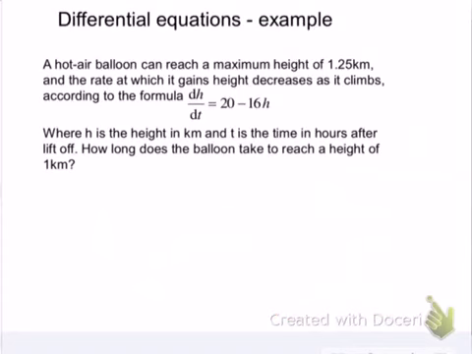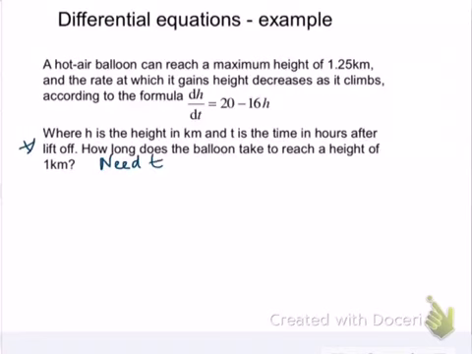Now, in Core 4 we very often get more problem type questions, so we'll go through an example here. A hot air balloon can reach a maximum height of 1.25 kilometres, and the rate at which it gains height decreases as it climbs. According to the formula, dh/dt equals 20 minus 16h, where h is the height in kilometres and t is the time in hours after liftoff. How long does a balloon take to reach a height of 1 kilometre? So we need to find t.